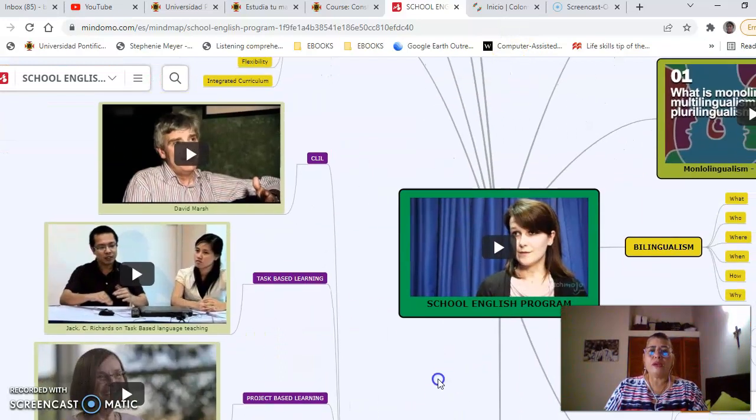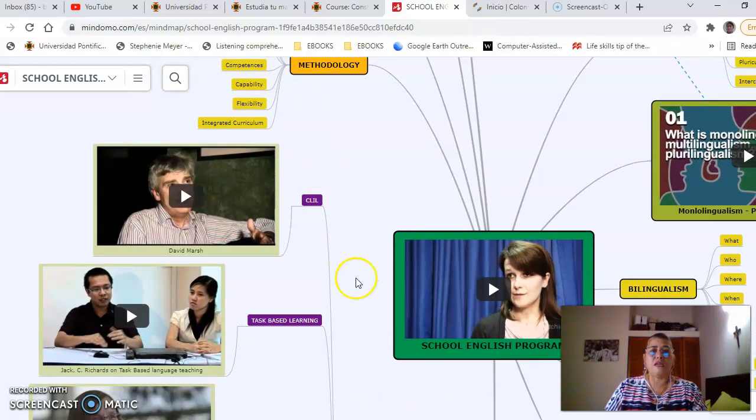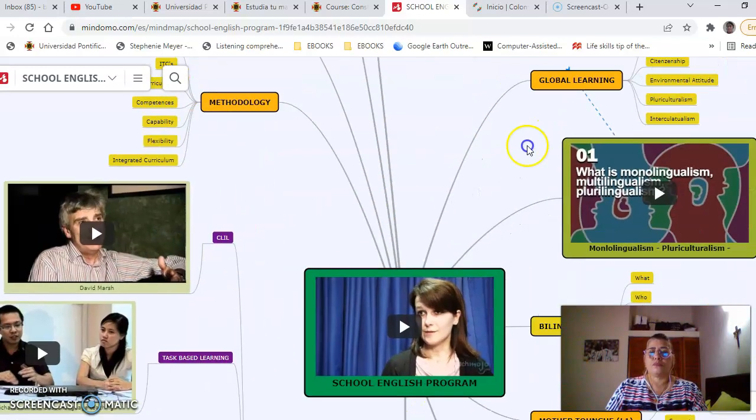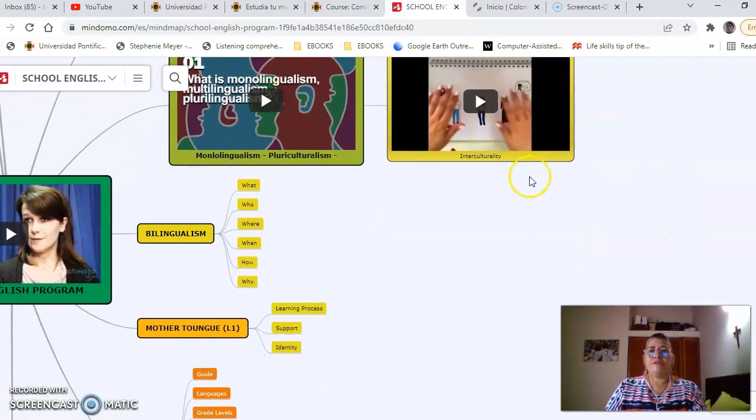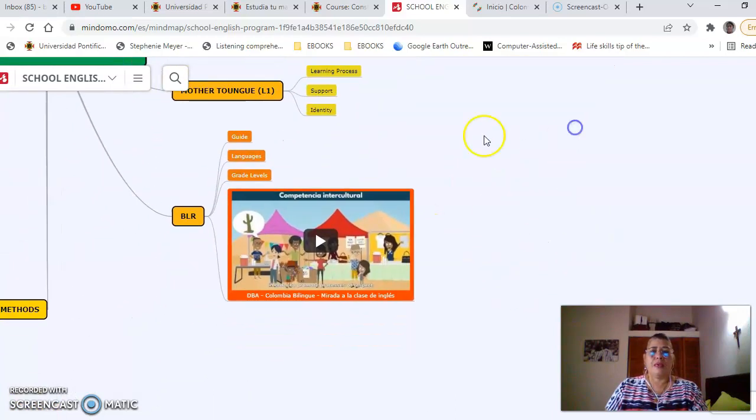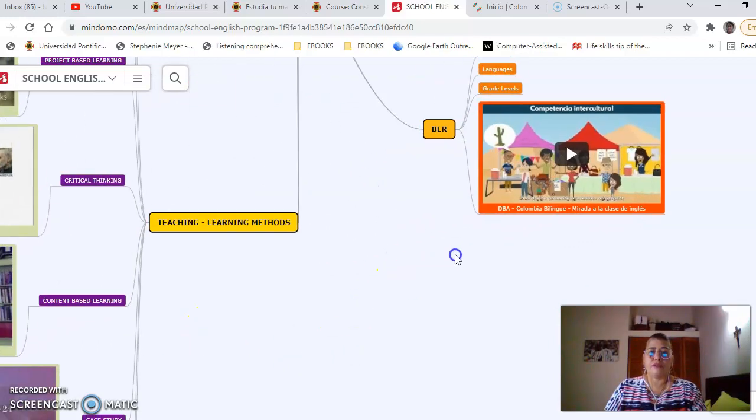Okay. Then we go to our methodologies that help us in the interaction. So we got some proposals. We need to integrate the global learning. And here you're going to find two videos, very important, that we're going to watch. Okay. Our mother tongue language moves based on what our country has helped to guide through the process in the public and private schools.